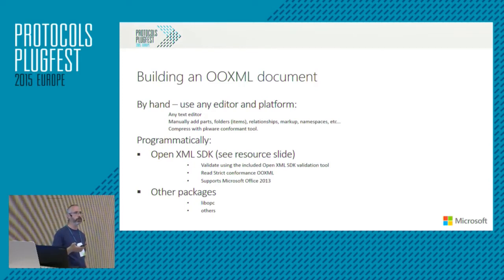Better would be to use one of the packages that are available, like the OpenXML SDK, or maybe one of the open source packages like libopc. The OpenXML SDK contains tools for doing validation, which we'll see in just a moment. It also allows you to read the strict conformance OXML and validate against different versions and support different versions of Office, including 2007, 2010, and 2013.